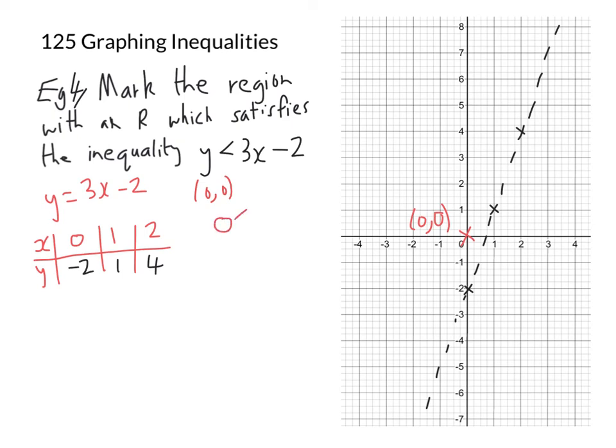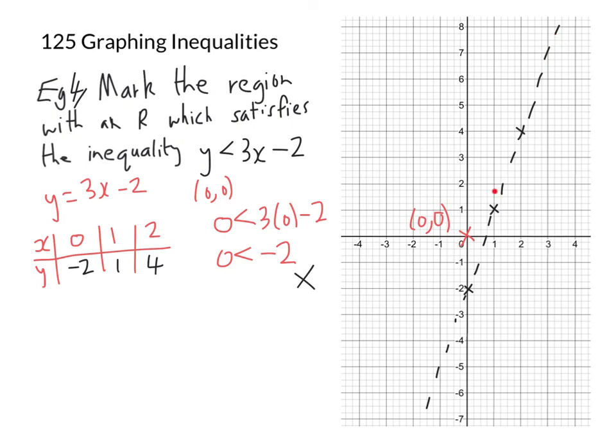So y is 0, that's less than 3 zeros minus 2. 0 is less than 3 zeros, which is 0, take away 2 is minus 2. So is it true that 0 is less than minus 2? The answer to that is no. It's false, it's wrong. So that means this point here isn't where y is less than 3x minus 2. This side must be actually where y is greater than 3x minus 2.